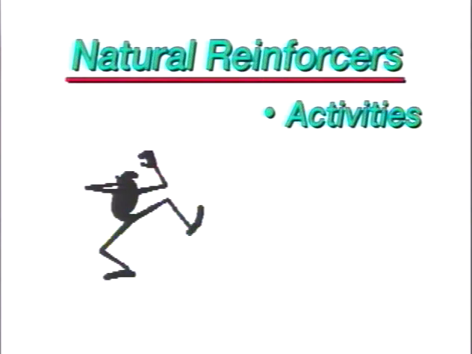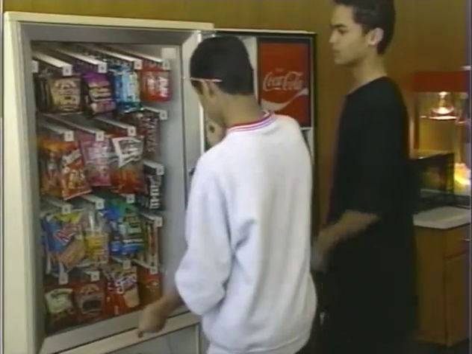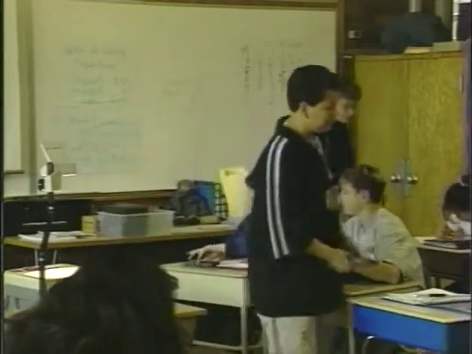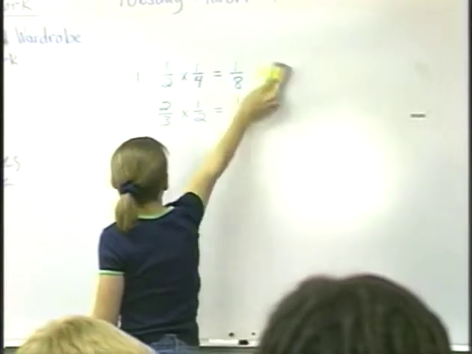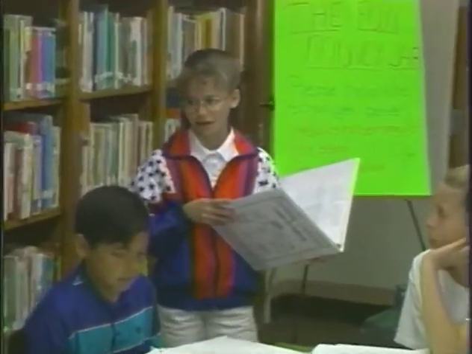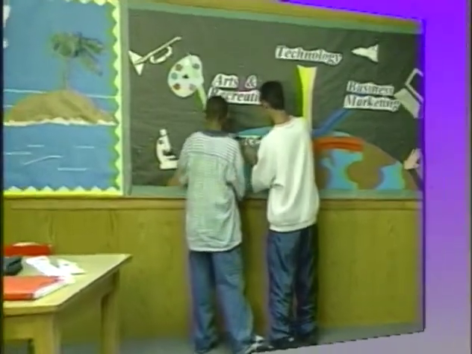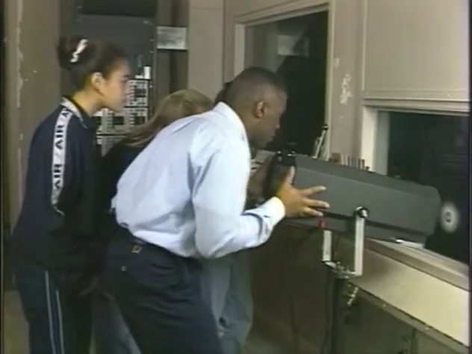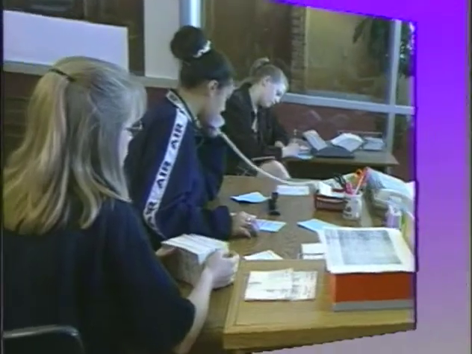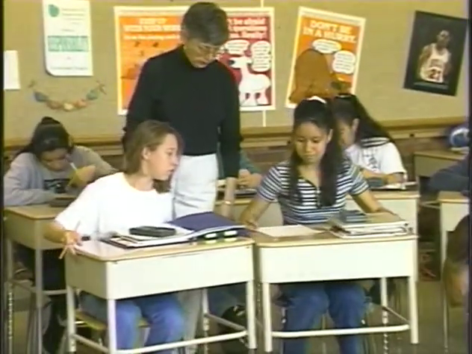Natural reinforcers are also privileges. Everyday things we often take for granted, such as access to school vending machines, handing out calculators, erasing the blackboard, being a team captain, putting up a bulletin board, operating equipment, being an office assistant, staying up late, or sitting next to a friend.